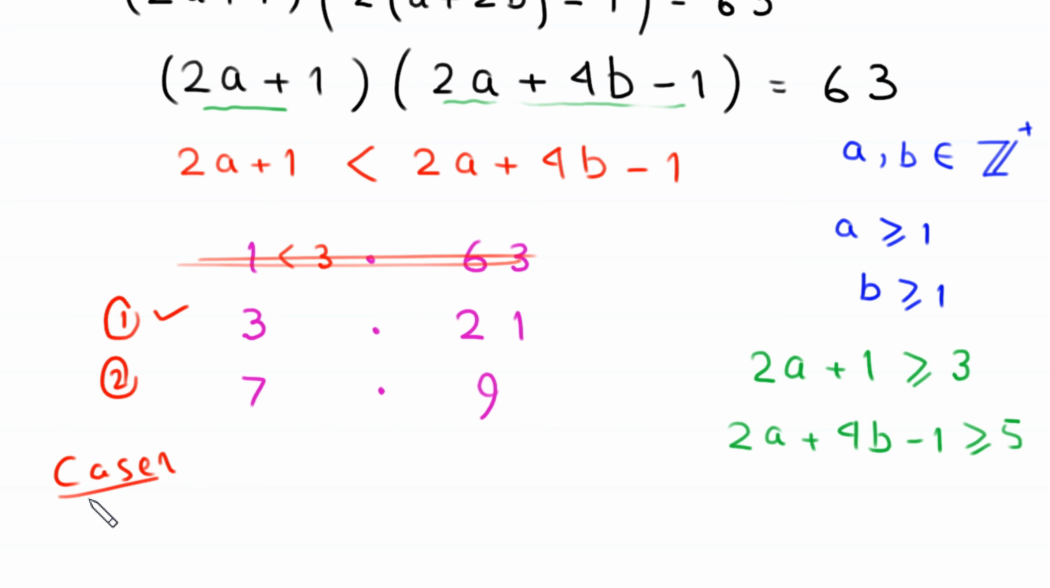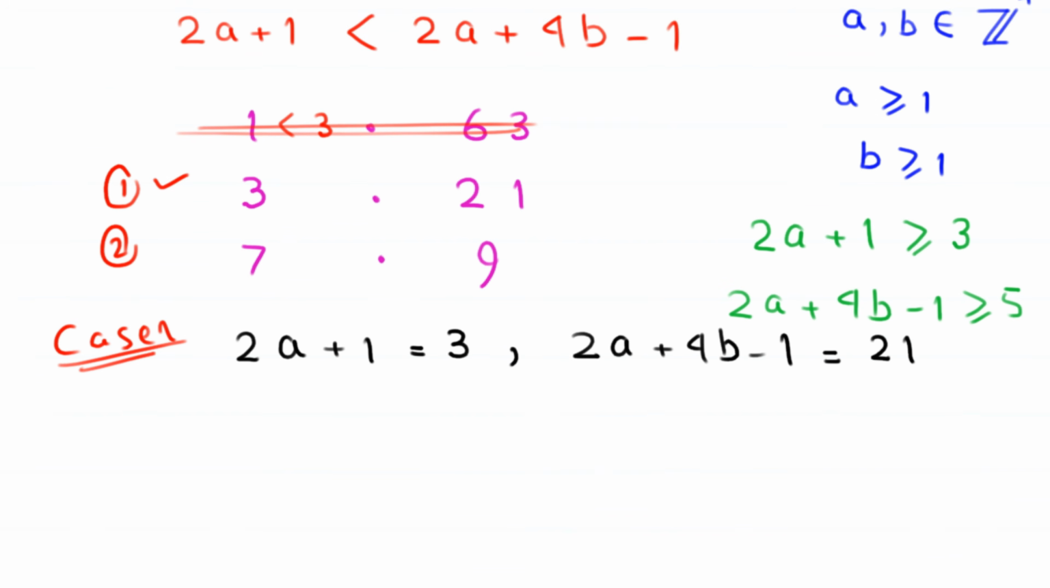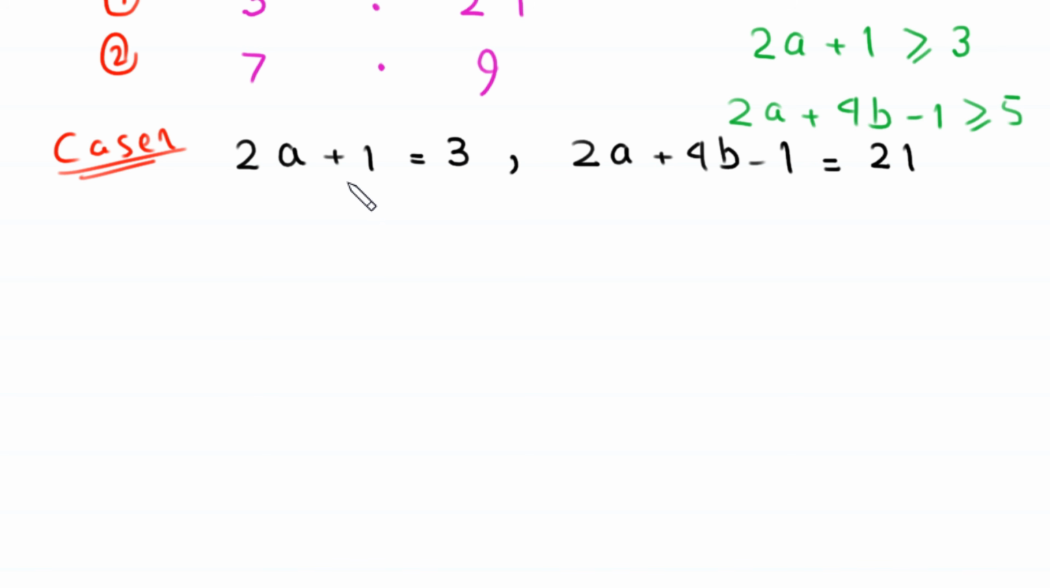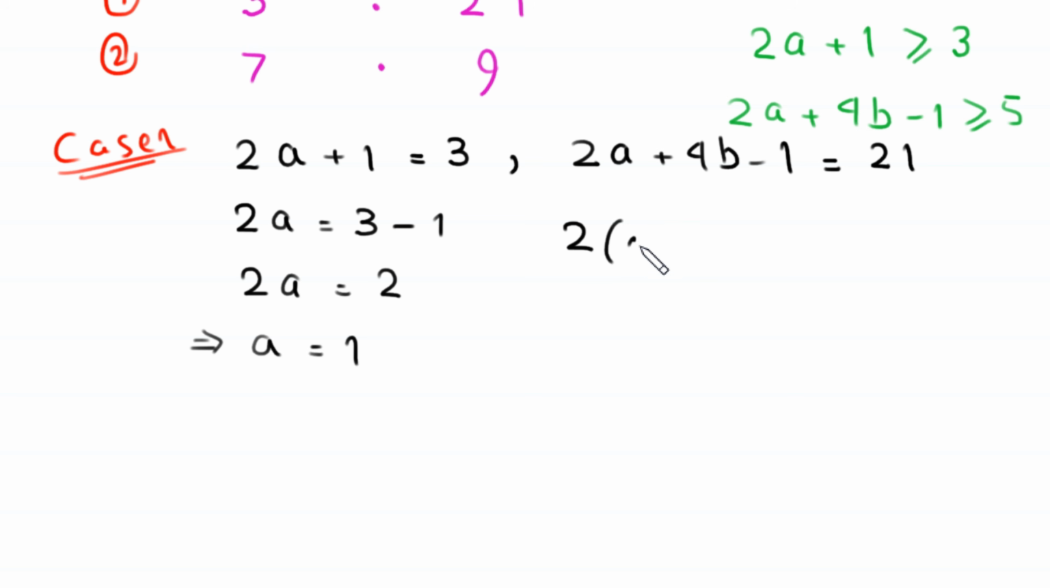In case number 1, we write the factor 2a plus 1 equal to 3, and the second factor 2a plus 4b minus 1 equal to 21. Now move this 1 to the right hand side. This will become 2 times a equal to 3 minus 1, and further simplified, 2a is equal to 2. If we divide both sides by 2, this implies that a is equal to 1, and in this equation we replace a with 1. This will become 2 times 1 plus 4 times b equal to 21.